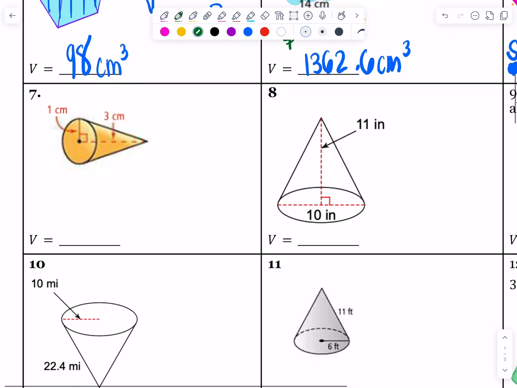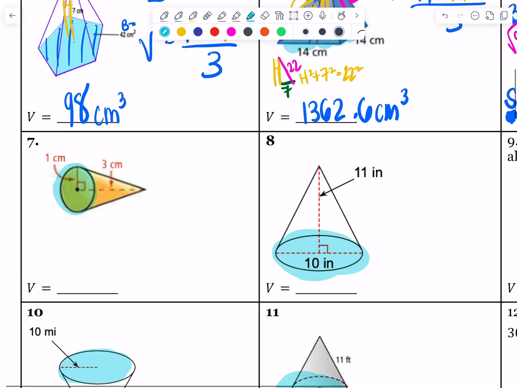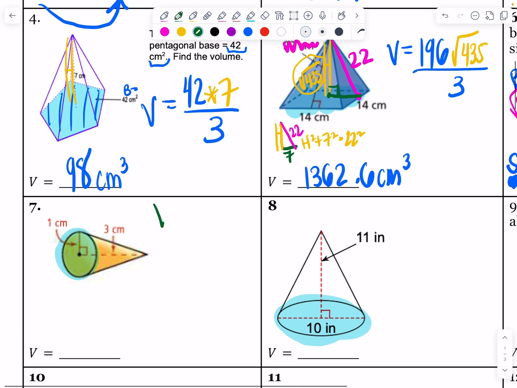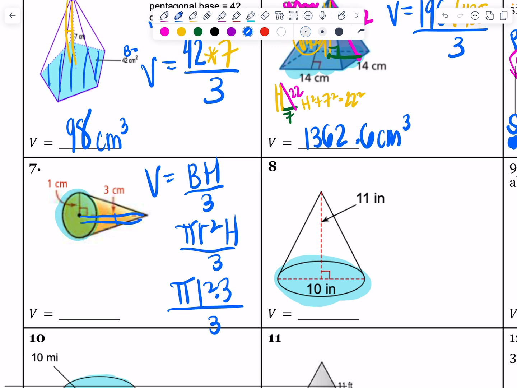All right, now let's look at cones. What do we know about cones? Cones always, always, always have circular bases, right? And so the area of that circular base is always going to be pi r squared. So if you wanted to simplify this formula a little bit, you could. Base times height divided by 3 is going to be pi r squared times your height divided by 3. So it's going to be pi times my radius, 1 squared, times my height, 3, divided by 3.